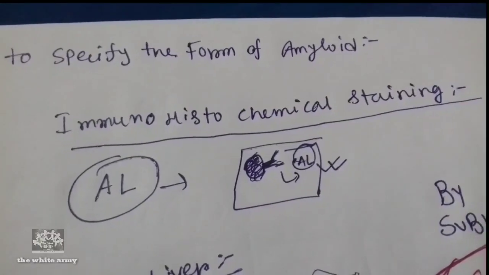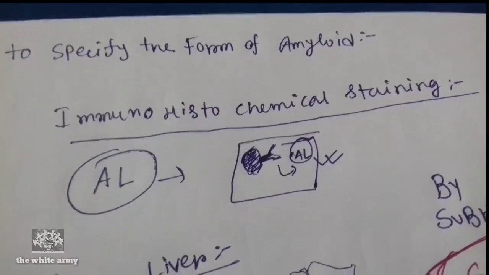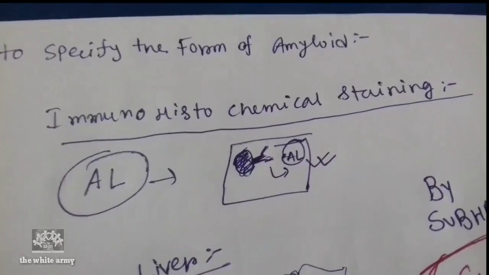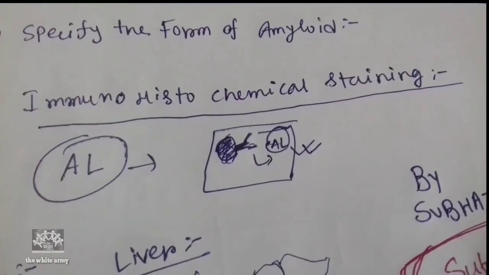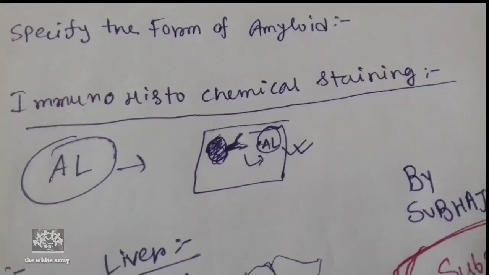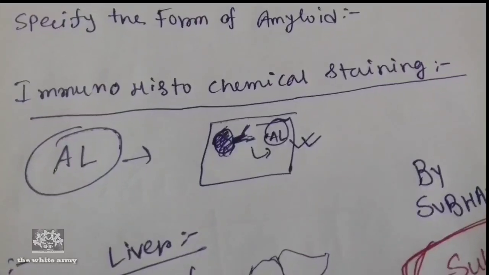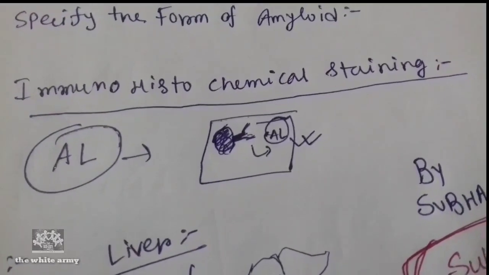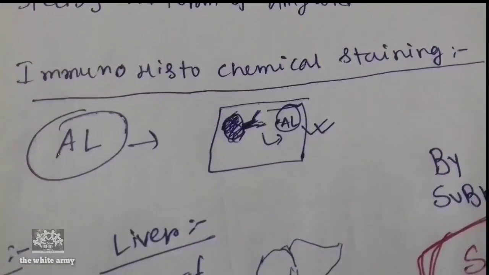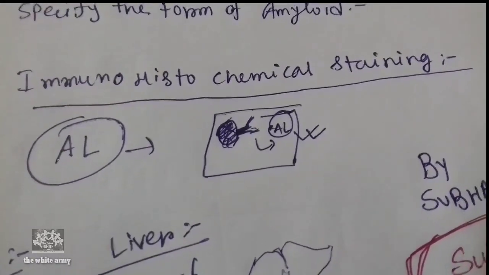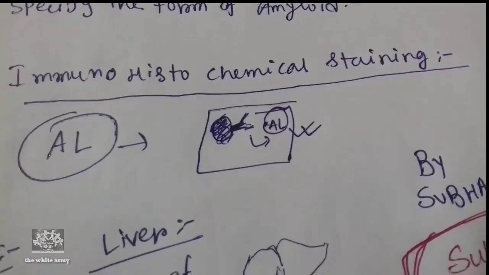Now if we want to specify the form of the amyloid, suppose which type of amyloid this is, then we have to do a special staining, that is immunohistochemical staining. In this staining we use antibody-tagged dyes. Like if we have to determine the AL type of amyloid, we will use a dye tagged with an antibody which is specific for the L. Then this will stain the L. If it is present, the staining will be there.